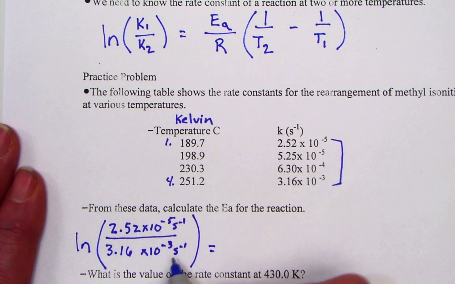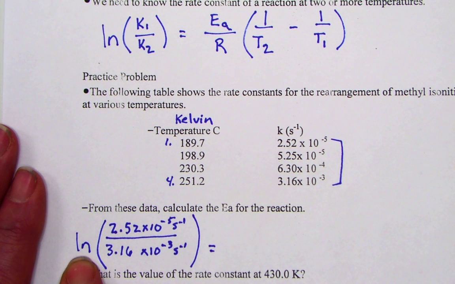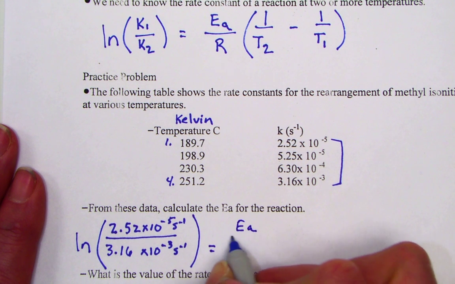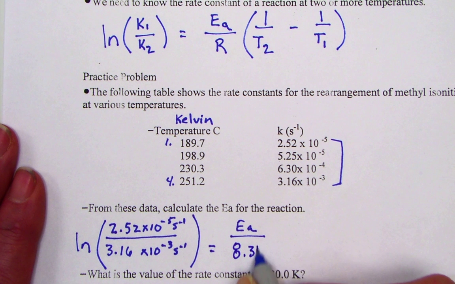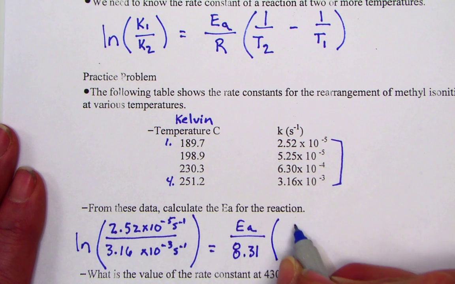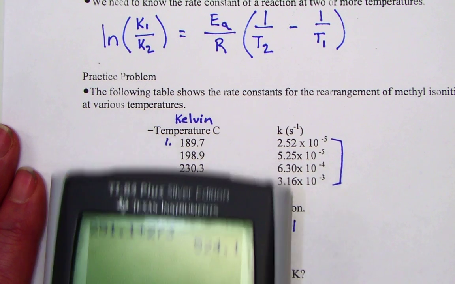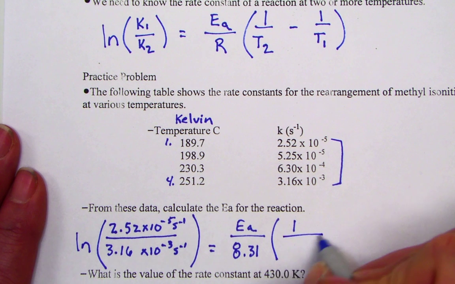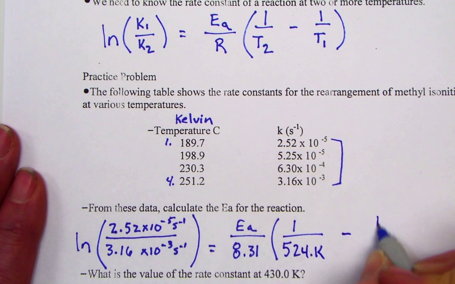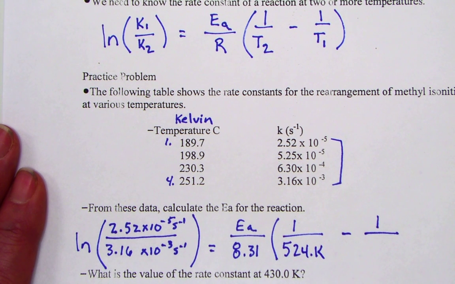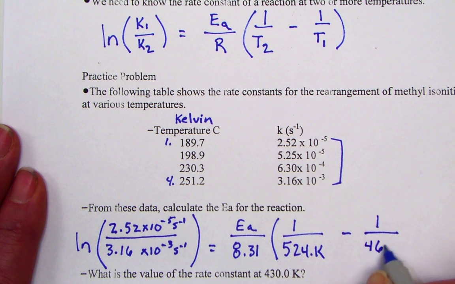The ratio of k1 over k2, set in front of the natural log, is now found by taking Ea over R. R is our constant, 8.31 from the gas laws chapter, times the reciprocal of T2 minus T1. We've got to convert those to Kelvin temperatures. 251.2 plus 273 gives a first temperature reading of 524.1, and that's Kelvin. I'll do the same thing for that original temperature, 189.7, adding 273 to find the Kelvin temperature, and we get 462.7 for the second temperature.